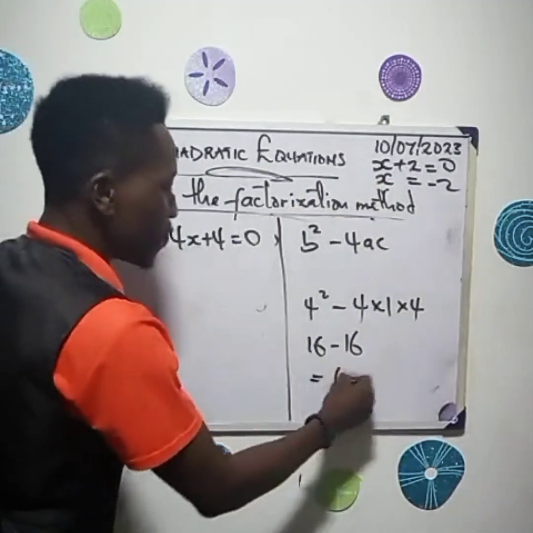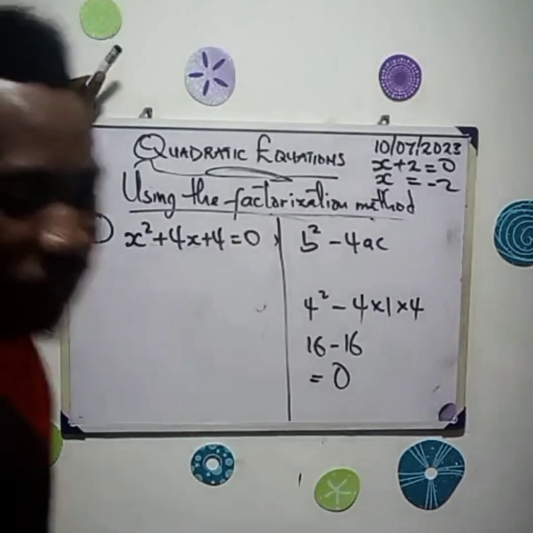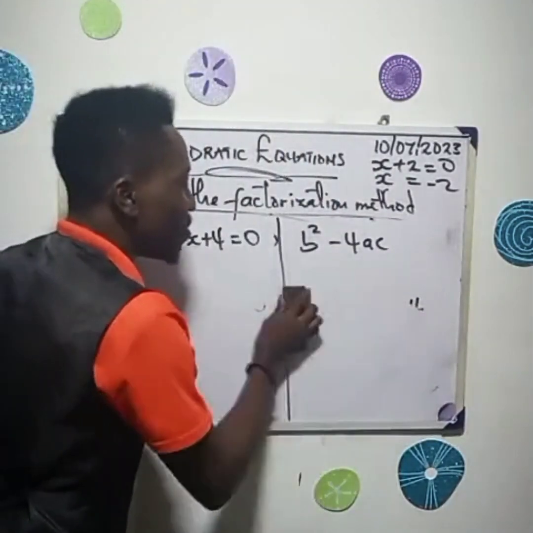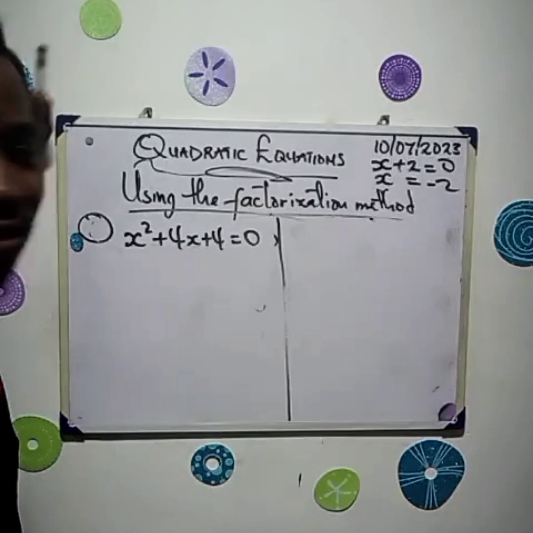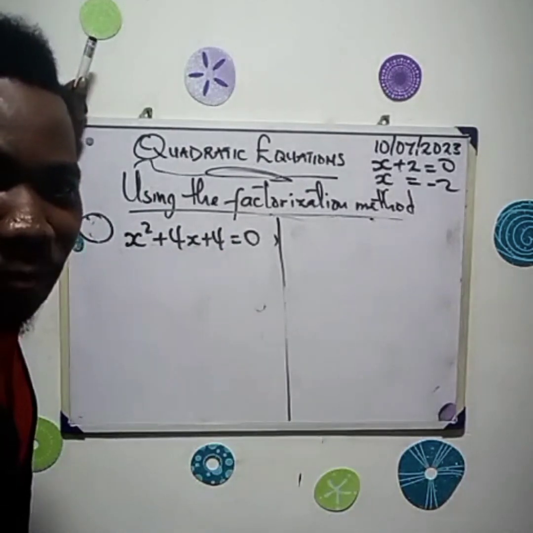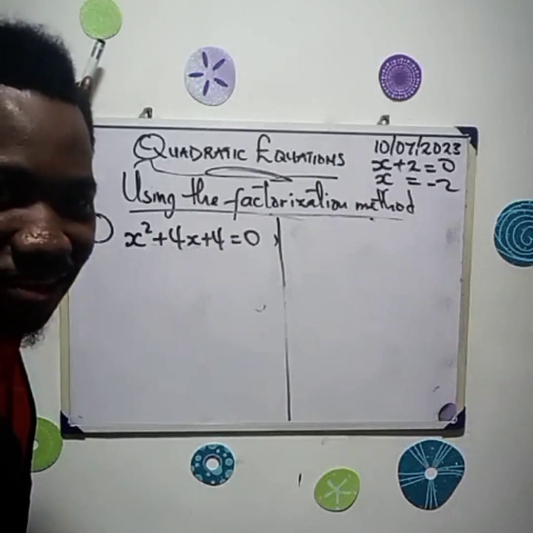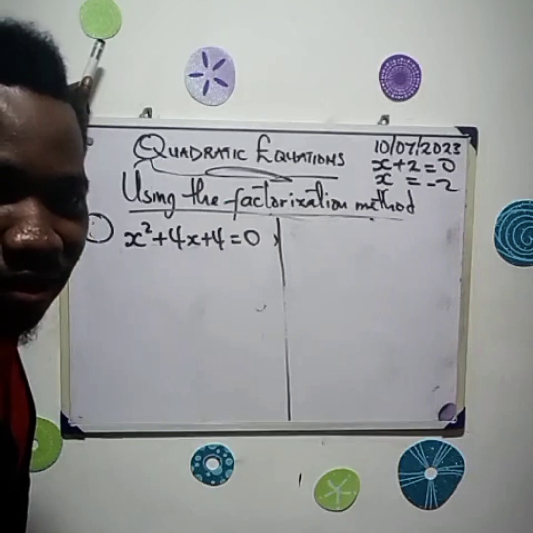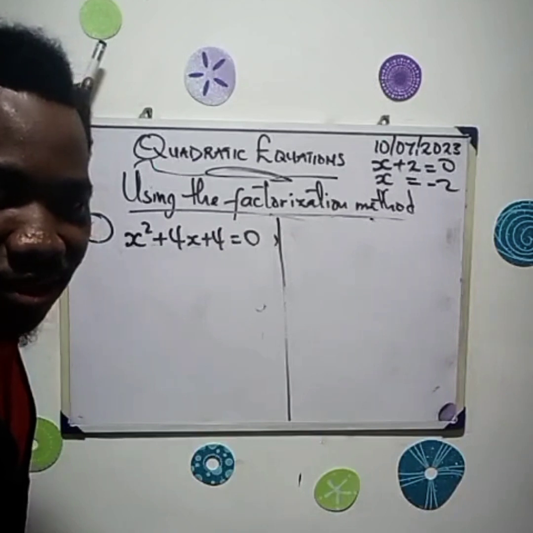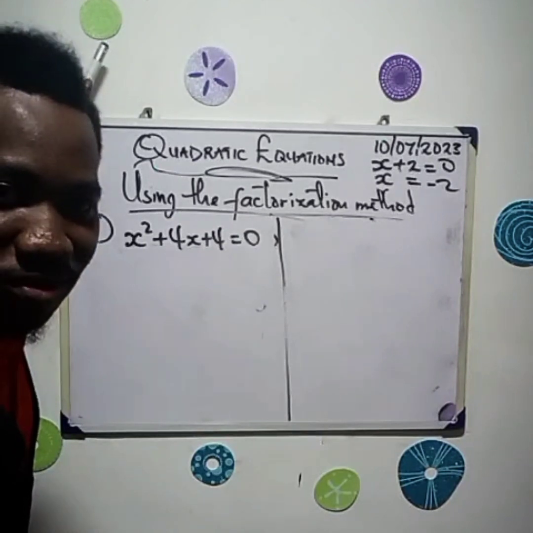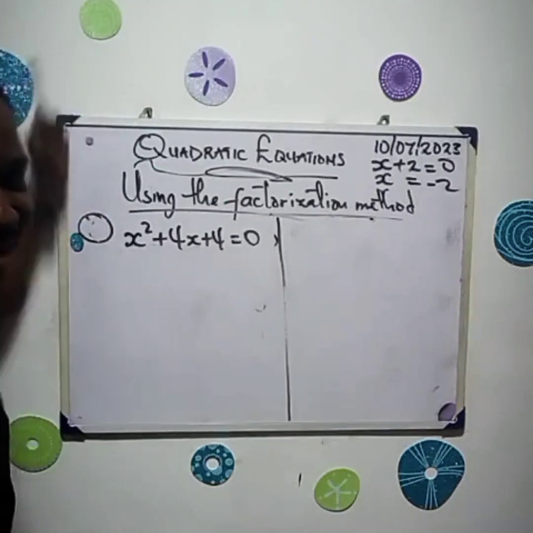So 0. Can we factor? What's the square root of 0? Is 0 a perfect square? 0 times 0 is 0.